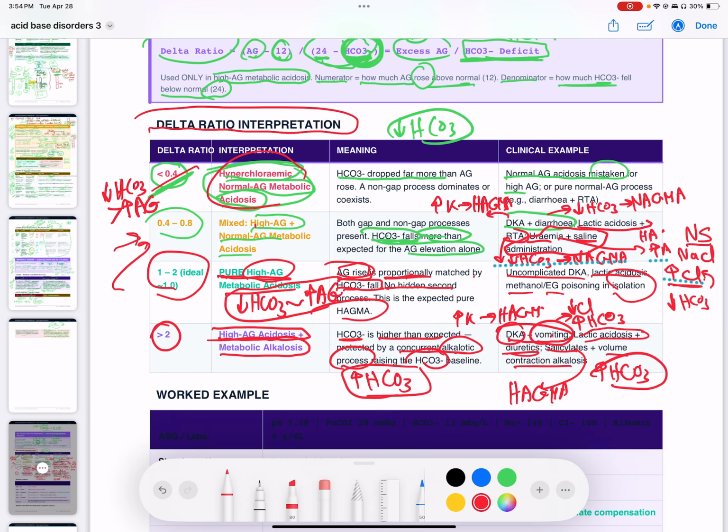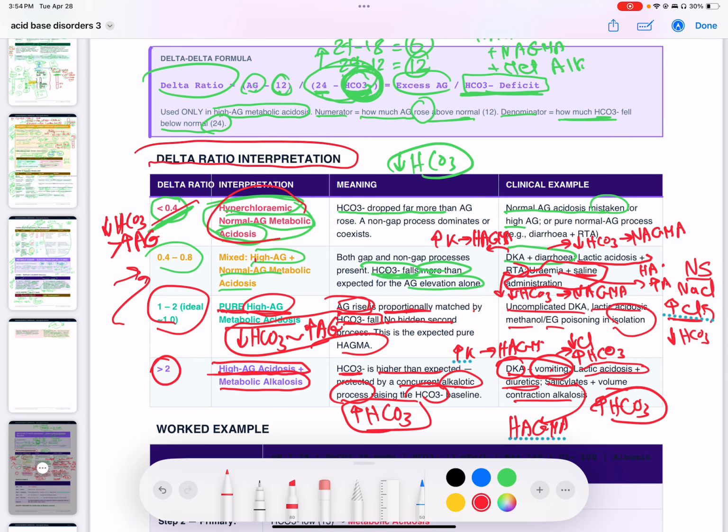So here again, just to summarize this, delta ratio is only for high anion gap metabolic acidosis, and it compares how much bicarb you lost below the 24, which is the normal range, compared to how much anion gap increased more than the normal. By comparing both together, you can know if there's a different metabolic disorder that's concurrent. So again, if it's less than 0.4, that means you have hyperchloremic normal anion gap, and this is not high anion gap.